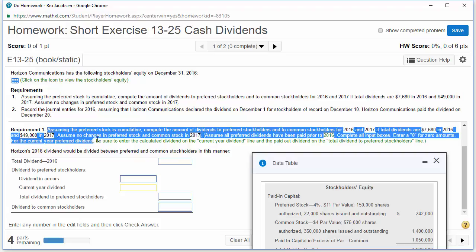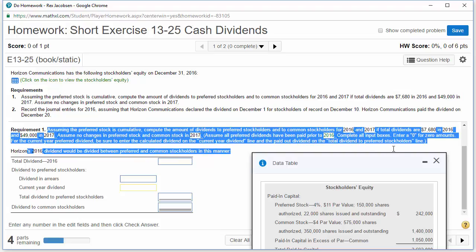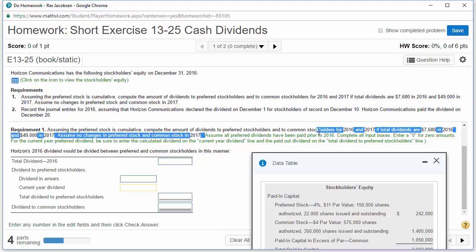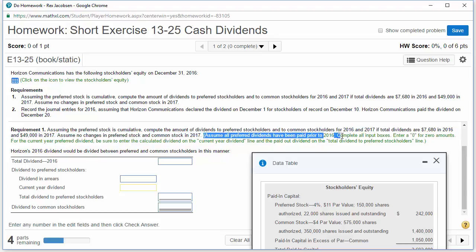Requirement 1, assuming the preferred stock is cumulative, compute the dividends to preferred stockholders for these 2 years, assuming we've got $76.80 and then $49,000. We already knew that. Assume all preferred stock dividends have been paid prior to 2016. So that means we don't owe any back dividends. Nothing has been skipped. And then make sure you enter a 0 if there is a 0. Don't leave the box blank.